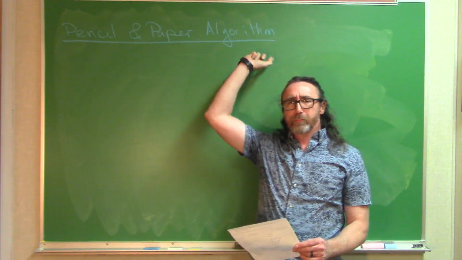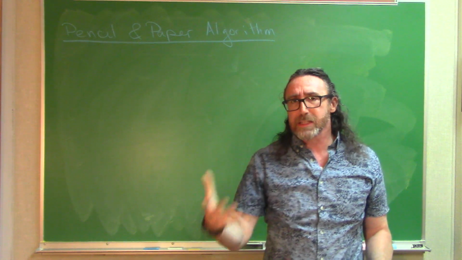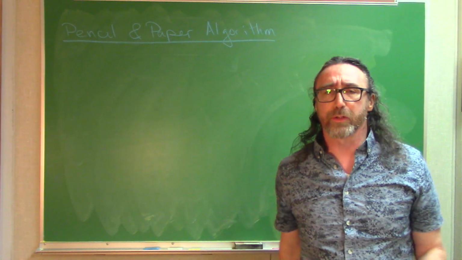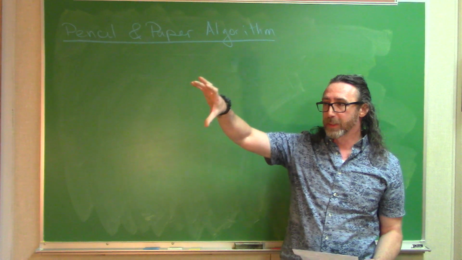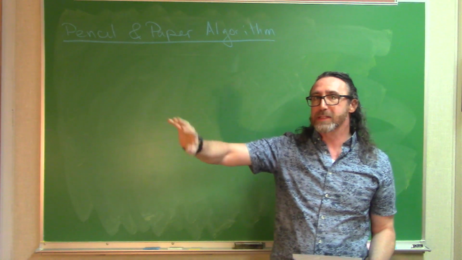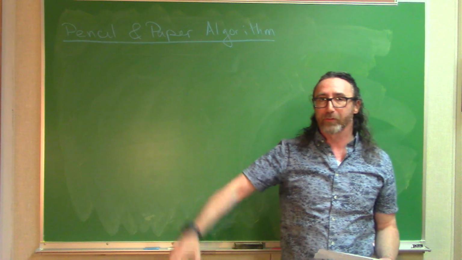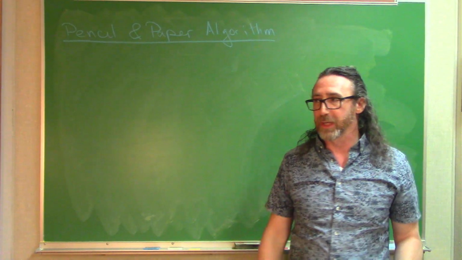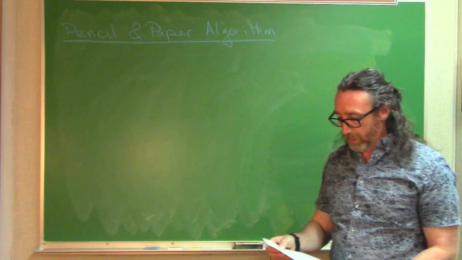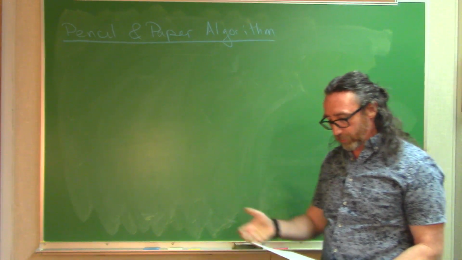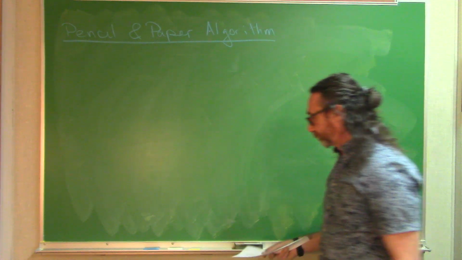Don't be afraid of this word. Algorithm is a process or set of instructions for accomplishing a task. So an algorithm is a step-by-step procedure that you can follow that will complete the task. And we'll go over the pencil and paper algorithm for multiplying whole numbers. So we'll do a couple of increasingly complex examples.